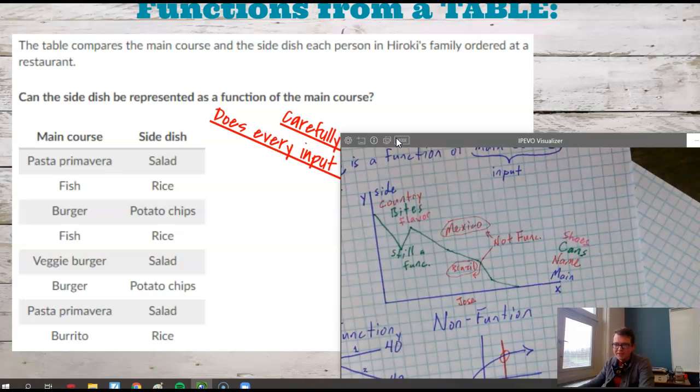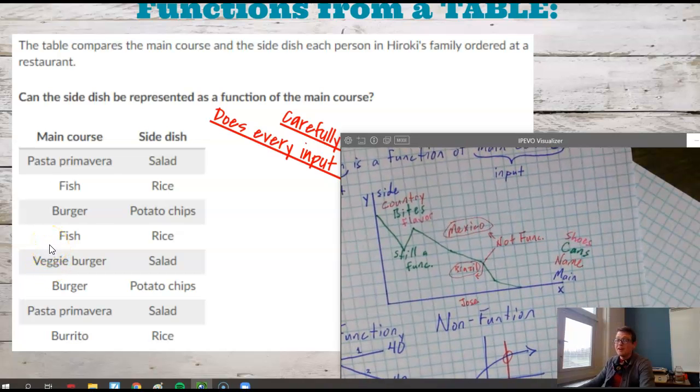Veggie Burger breaks it. But I only see Veggie Burger on here once. So I had somebody say Veggie Burger breaks it, but I only see one Veggie Burger. So I will specify Veggie Burger is a different input. Right? This is not like Jose and the fact that we have burger and burger. This is a different meal.